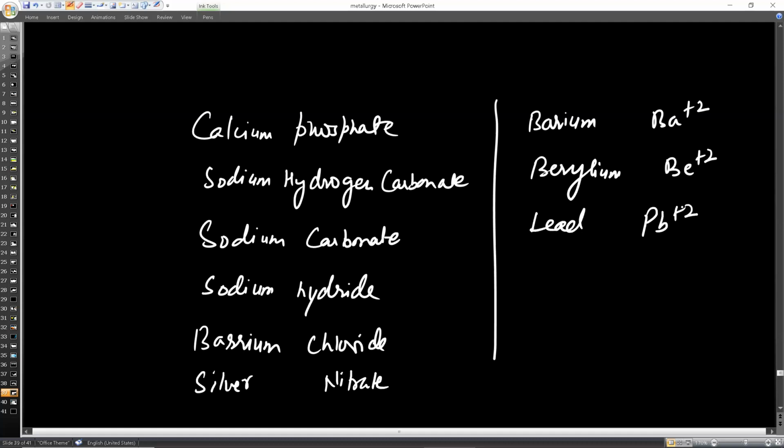Done. Write down the formula of lead nitrate. Lead nitrate.